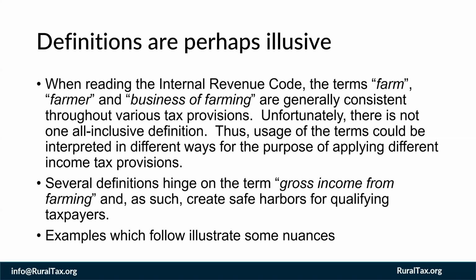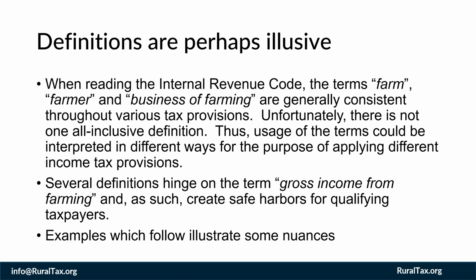Hopefully, I've set what the baseline is for who a farmer is, what farming is, and what a farm is. But when we read the Internal Revenue Code, as you can see on this particular slide, the terms farm, farmer, and the business of farming are generally going to be consistent throughout the various tax provisions in the Internal Revenue Code. Now, unfortunately, there is not one all-inclusive definition that continually gets referenced. We've got different definitions. We've got different safe harbors, if you will. And what is really important is for tax practitioners as well as farmers to understand which definition, which safe harbor is going to be utilized for which purpose.